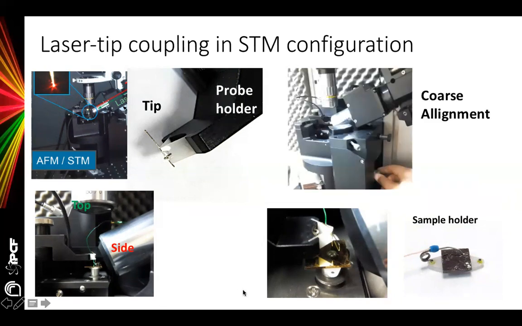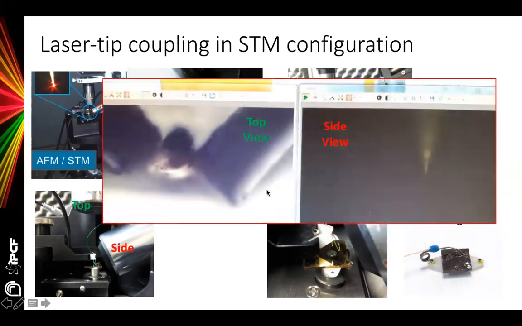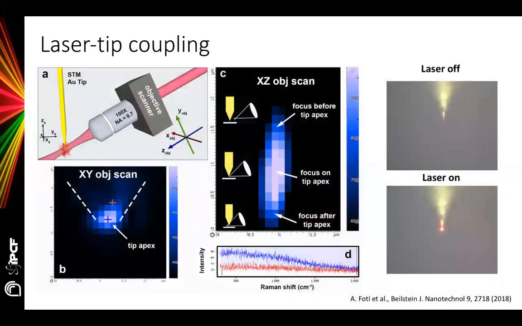First of all, we need to do a coarse alignment in order to see the tip from both the cameras. From the top, this is the shape of the wire of the tip, and from the side. So when we are in this condition, we can start with the semi-automatic approach using a piezoelectric scanner, on top of which is mounted the side objective. So we can do an XY scan, so in the X and Y direction. We can do a map looking for the reflected fluorescence.